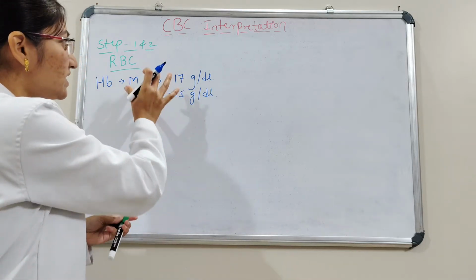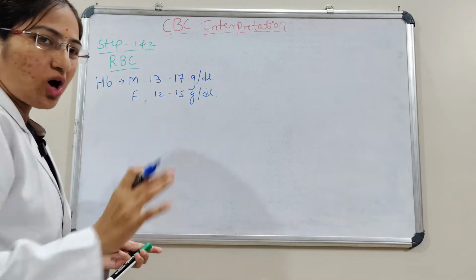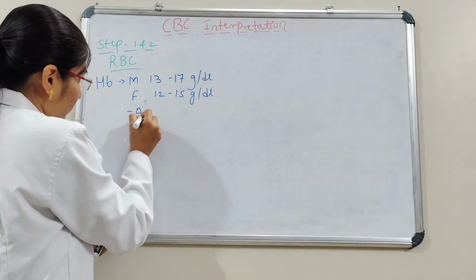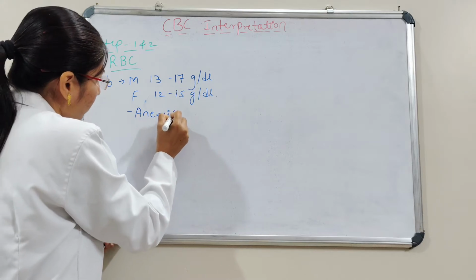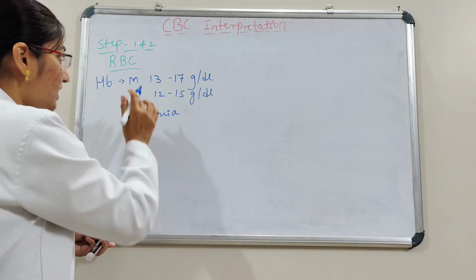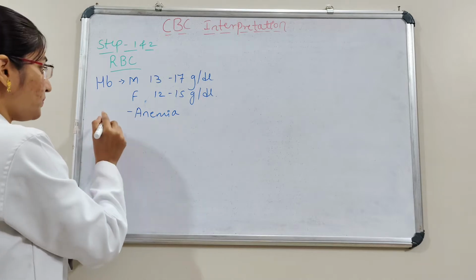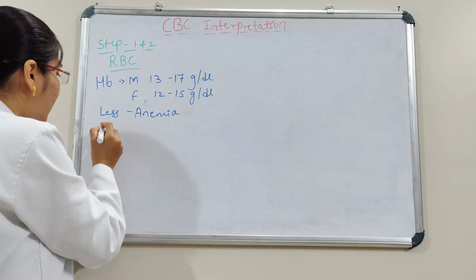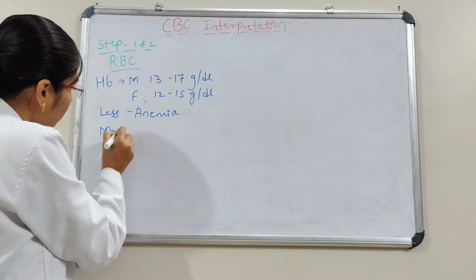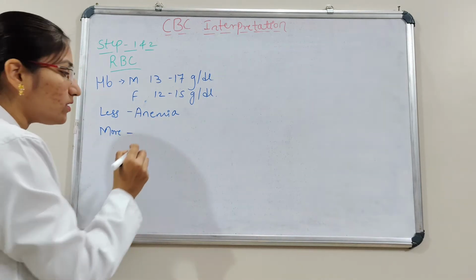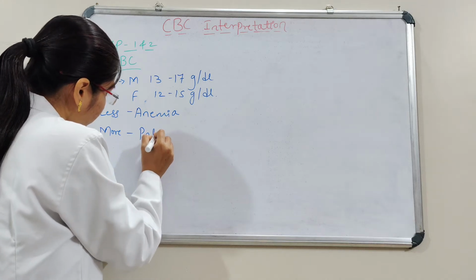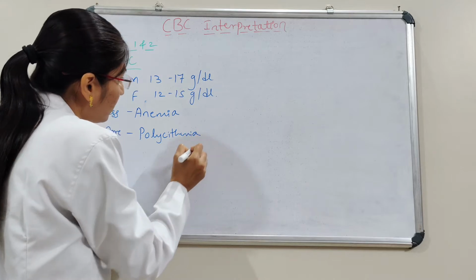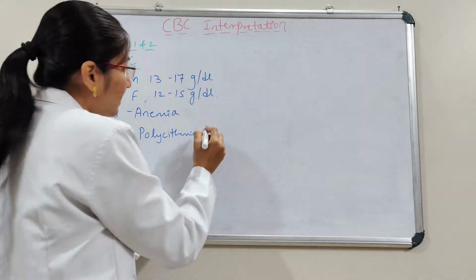If HB is less than the normal level, then that is called anemia. And if the HB is more than the normal, that is called polycythemia, or it can be dehydration.